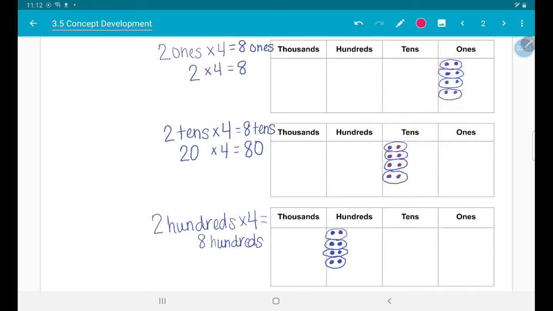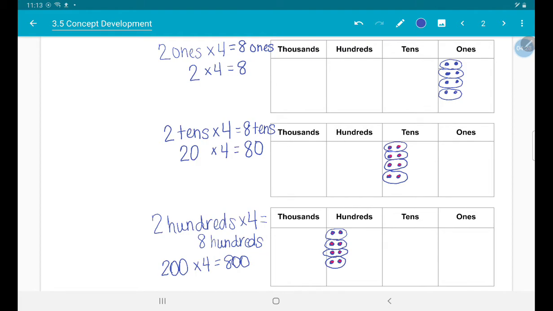I could count the hundreds. There's 100, 200, 300, 400, 500, 600, 700, 800. That proves my answer is correct. If I wrote that problem numerically instead of in unit form, 2 hundreds has a value of 200 times 4, and we've proved that equals 800.